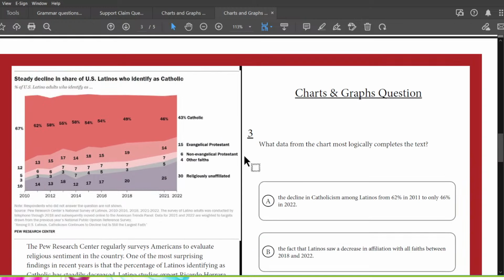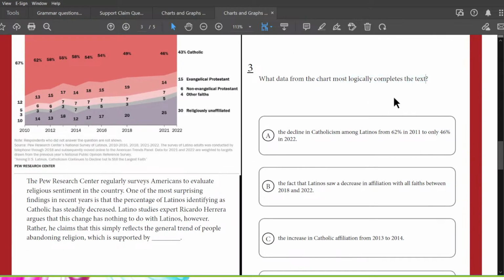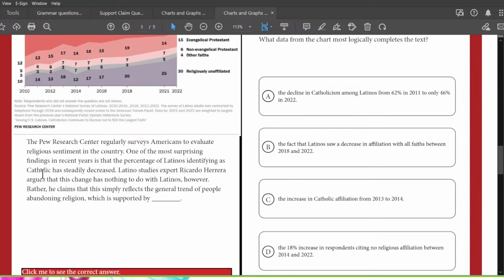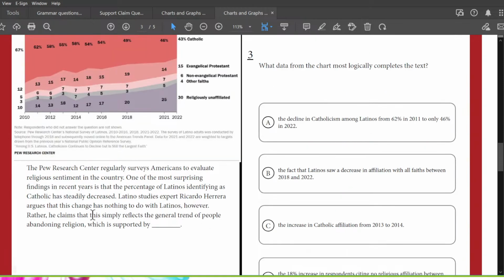Let's take a look. So, again, the question tells me the same thing. Surprise, because they're all the same. And then it says here, rather, he claims that this simply reflects the general trend of people abandoning religion, which is supported by blank. So, again, there's a "this" here, and I'd like to look at that previous sentence to understand what we're talking about. Latino studies expert Ricardo Herrera argues that this change has nothing to do with Latinos. So there's this change. I just want to see a little bit more. It says the percentage of Latinos identifying as Catholic has steadily decreased.